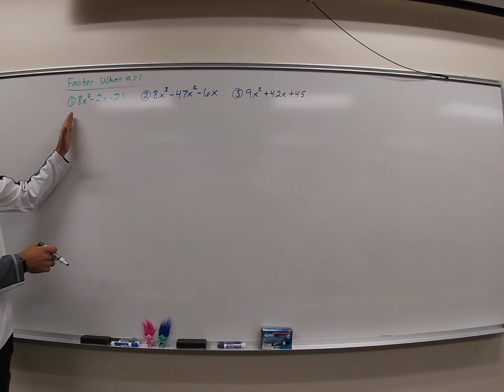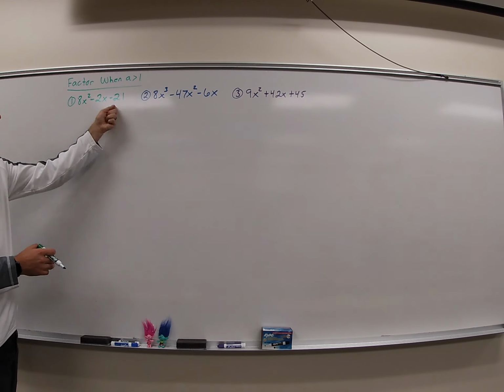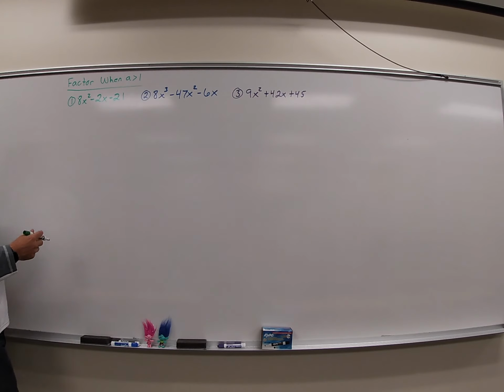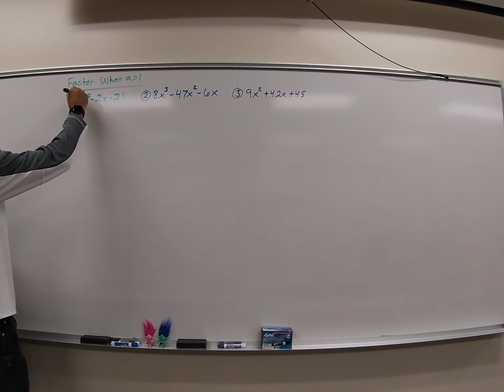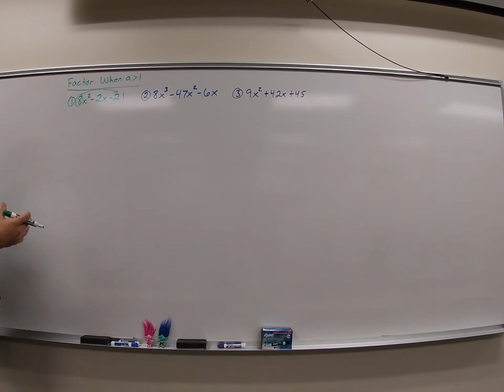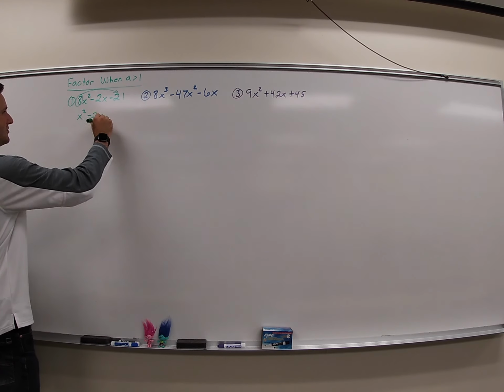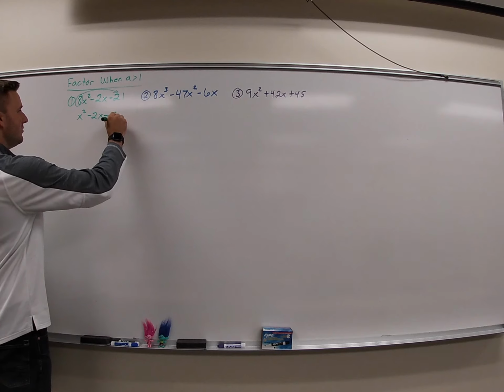With the Moyes method, first, are there any greatest common factors? There's no number that goes into 8, 2, and 21 evenly, and so no greatest common factors. First step, you're going to take A and multiply it to C. So you're going to take that first term and multiply it to C. I should have brought a calculator, but what you get is x squared minus 2x minus 168.